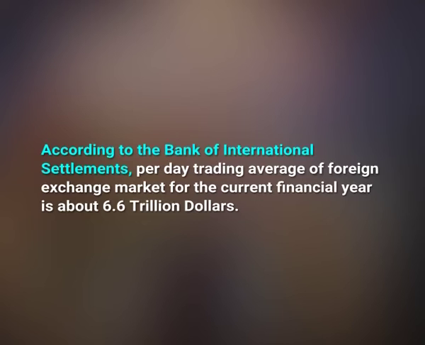Currencies are traded in pairs, for example, USD INR, USD Euro, USD Japanese currency, Euro INR, etc. The value of one currency in a pair is relative to the value of the other currency in that pair, and establishing this price-based relationship of currencies is the main function of the foreign exchange market. According to the Bank for International Settlements, the per day trading average of the foreign exchange market for the current financial year is about $6.6 trillion.